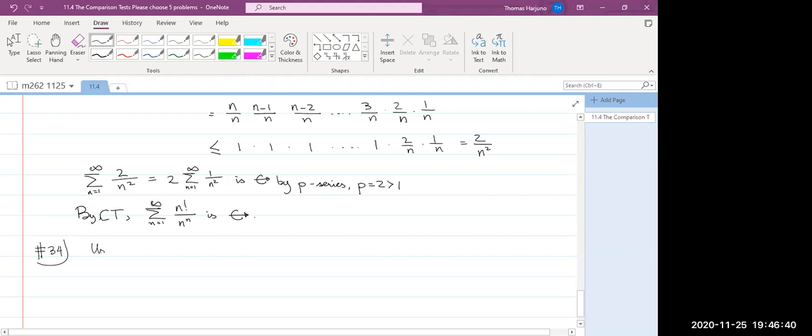Use S10, the 10th partial sum, to estimate the infinite sum of sine squared n over n cubed. Estimate the error.